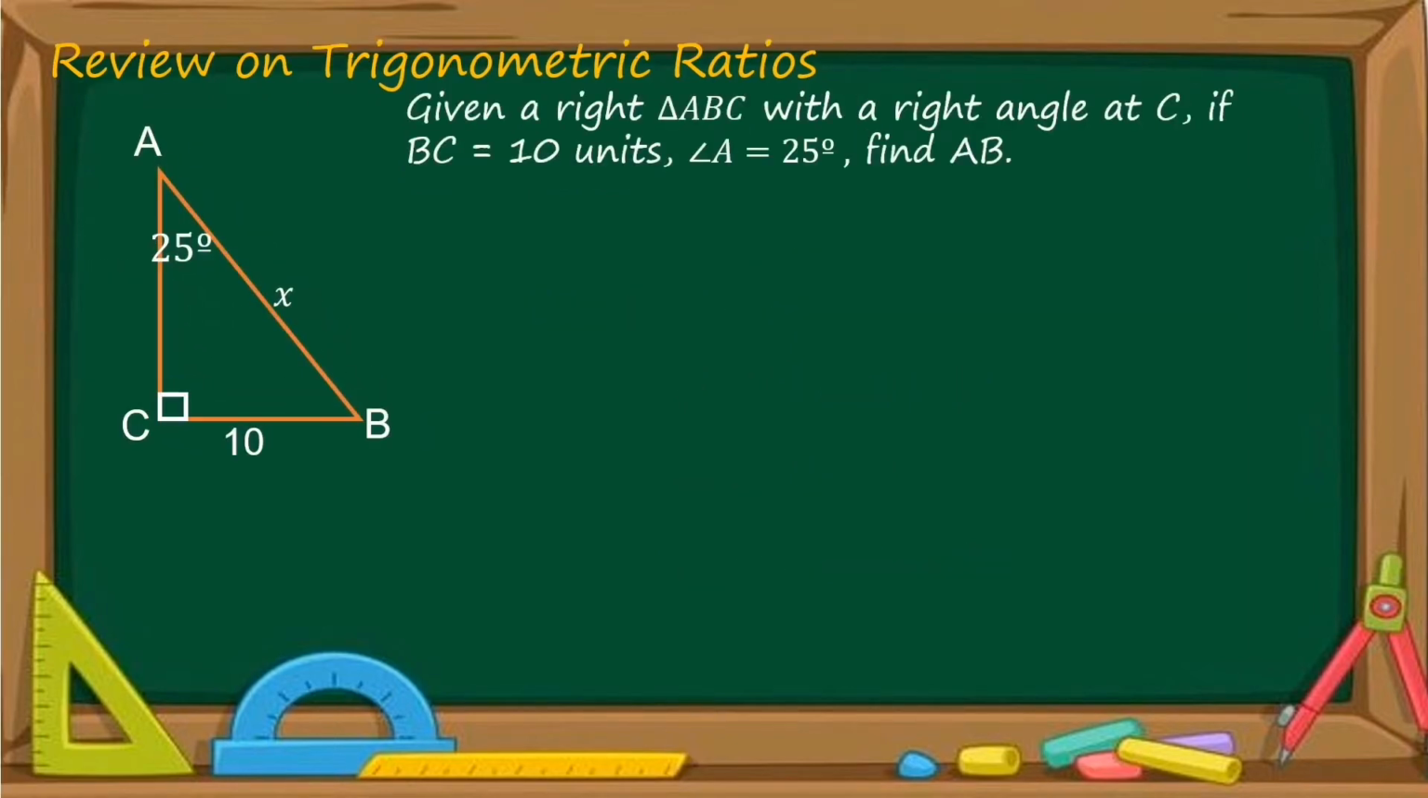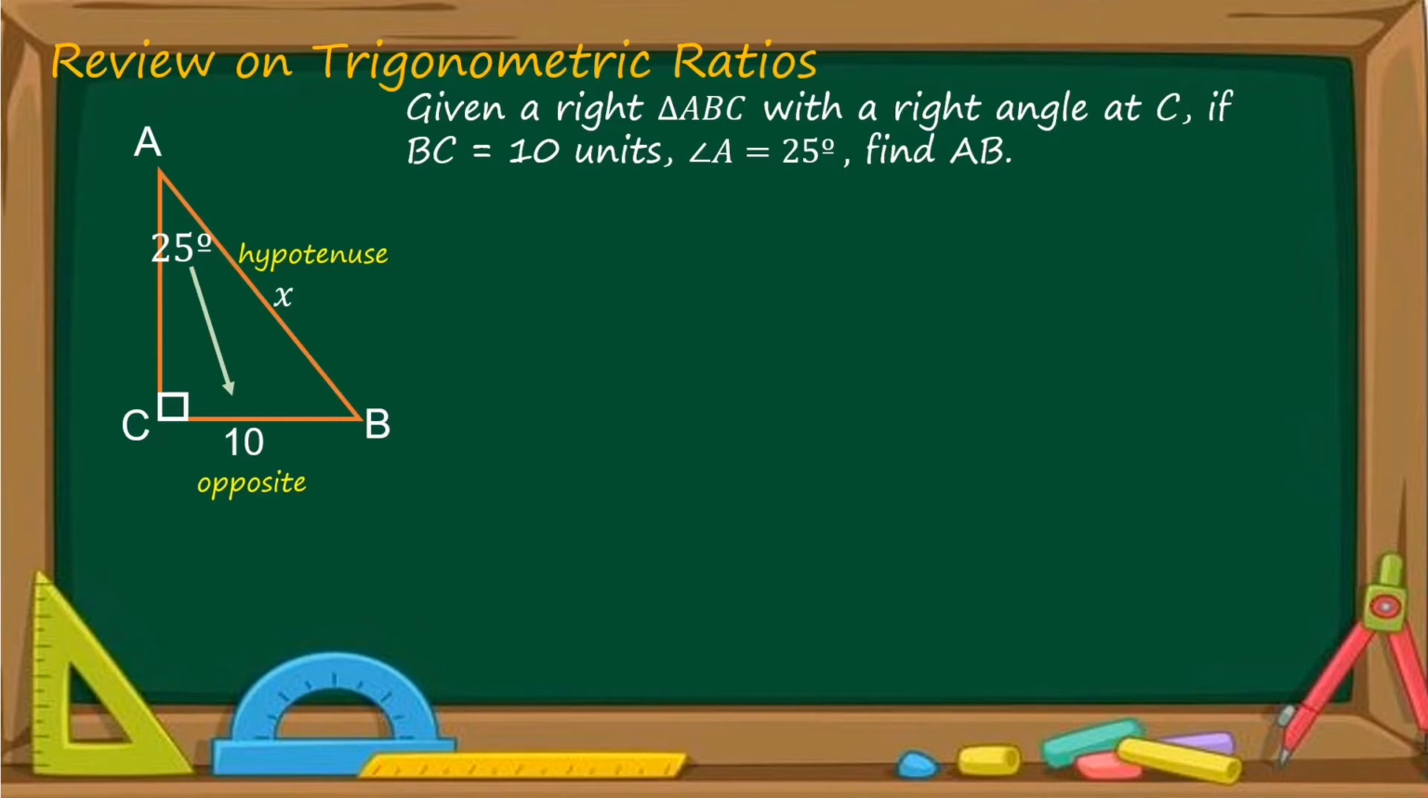Next, given a right triangle ABC with the right angle at C, if BC this time is equal to 10 units and angle A is 25 degrees, let us find the measurement of AB. If angle A is our reference angle, then BC is the opposite side and AB is the hypotenuse. With this information, our ratio is opposite over hypotenuse.